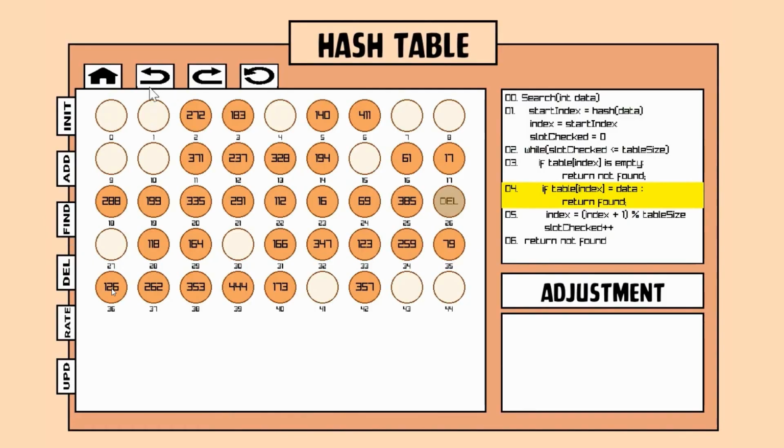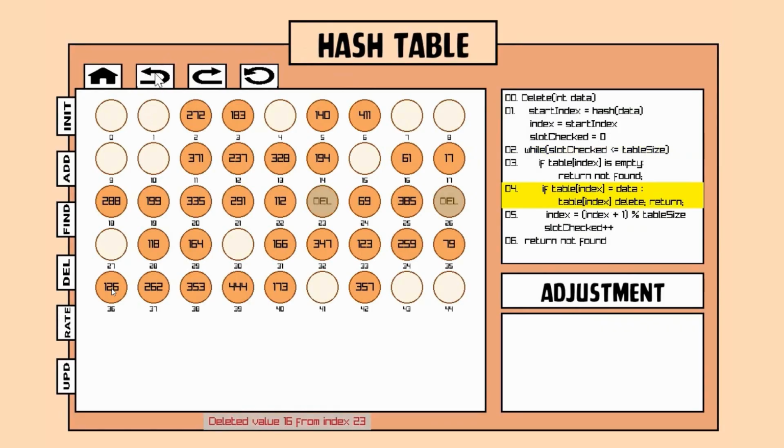Next, for example, I will delete 16. The animation is very slow, so I can observe it clearly, that the 16 will be deleted when it is found here.